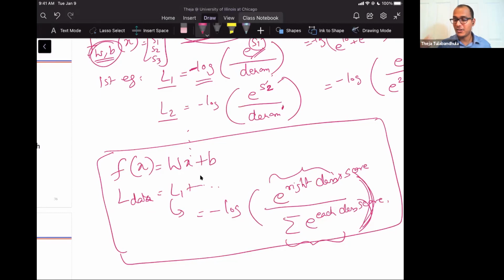Okay? And if the model is good for all the examples, then the sum of those L1, L2, L3, L1000 will be low, and therefore we can quantify that, hey, this model is good because it's classifying all the labels correctly in the training data. Okay?